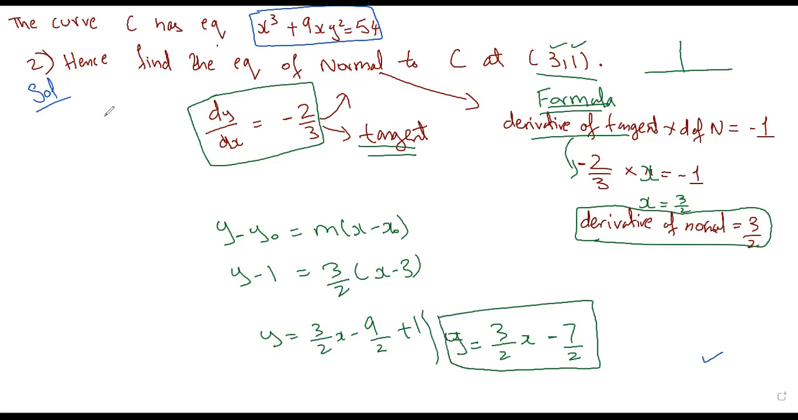I'll explain. This hence basically is telling us that we need to use the previous part. The previous part had the derivative of this tangent. Is this formula new for you? Are you not familiar with this formula? Yeah, I'm familiar with this formula. Okay, so you can understand this question?